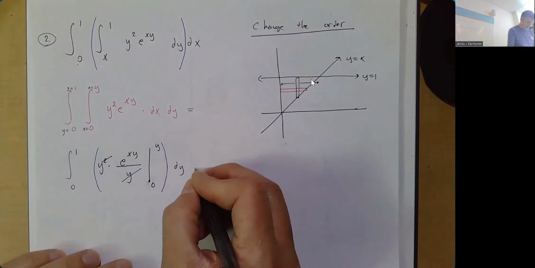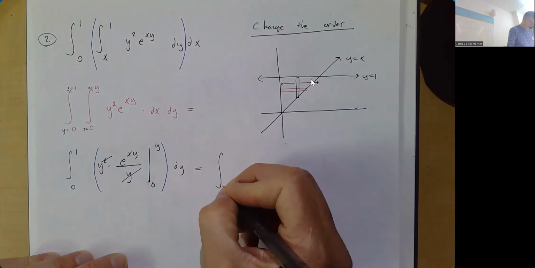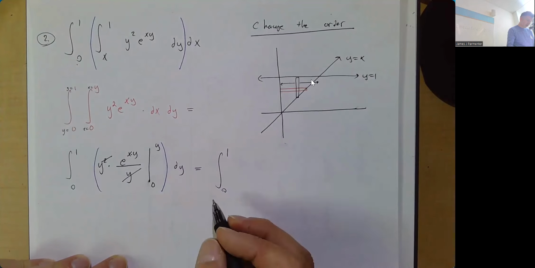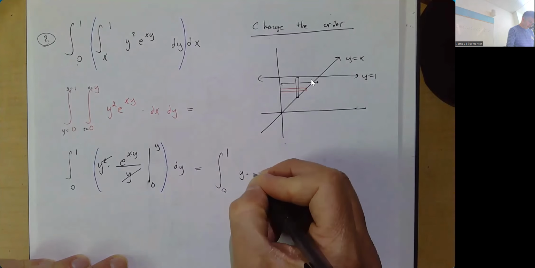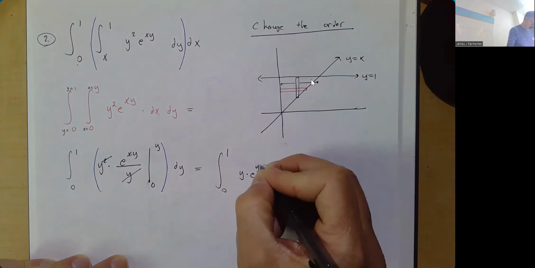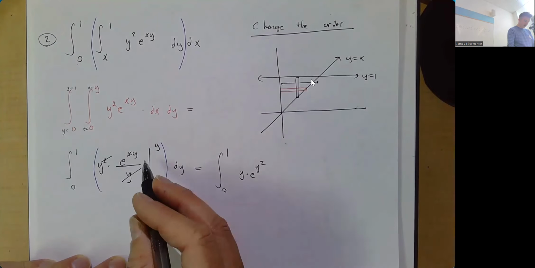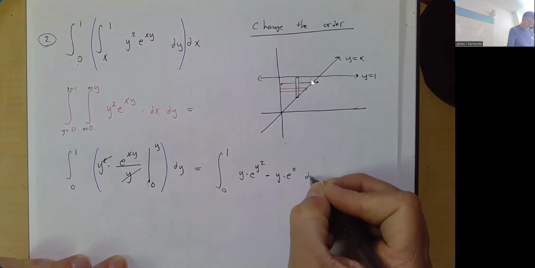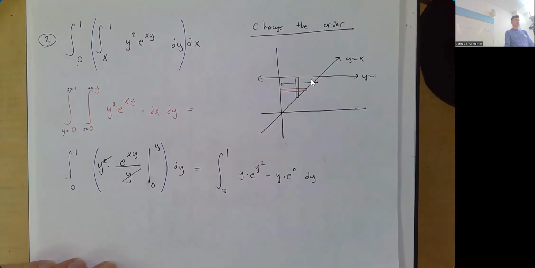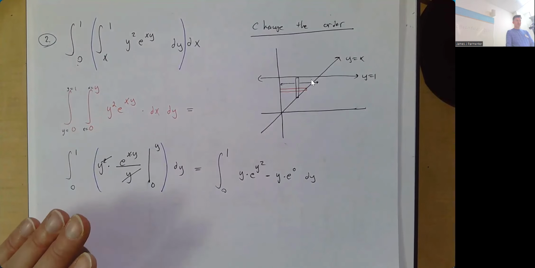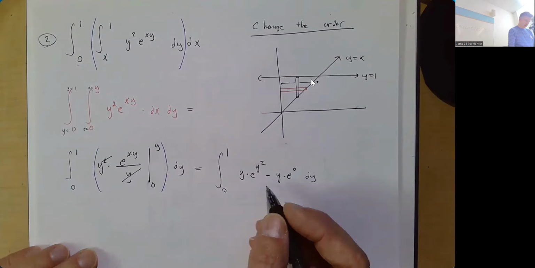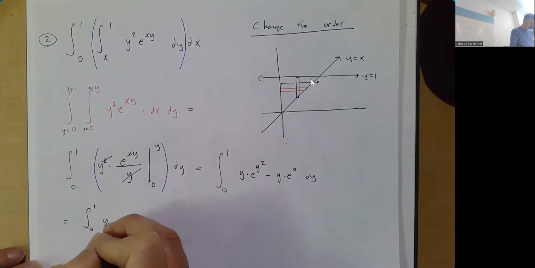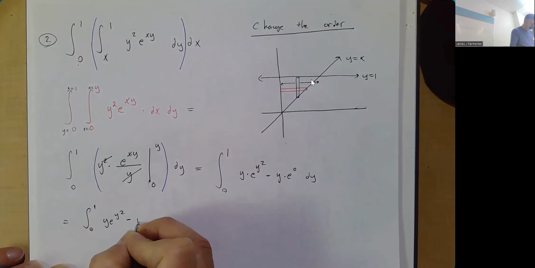So if we plug in here, we're going to end up getting the integral from 0 to 1. Plugging in y for x, we're going to get y times e to the y times y. And plugging in 0 for x, we're going to get minus y times e to the 0. Seem okay? I think so, yeah. So now we've got the integral from 0 to 1 of y e to the y squared minus y.